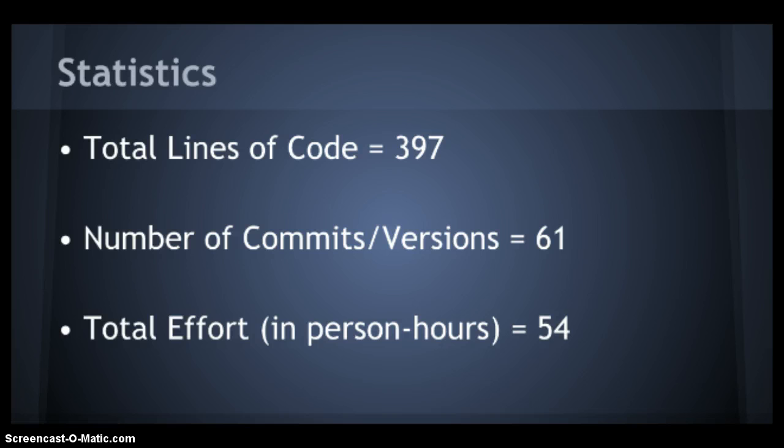Throughout the VOR project, we accumulated a total of 397 lines of code, with 61 commits and versions, with a total effort of 54 person-hours.